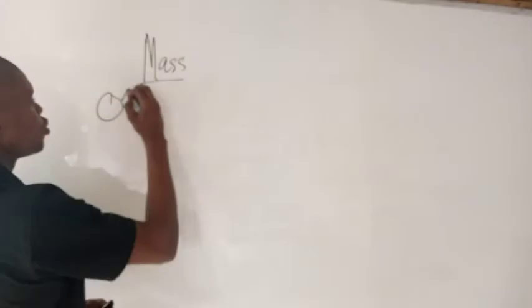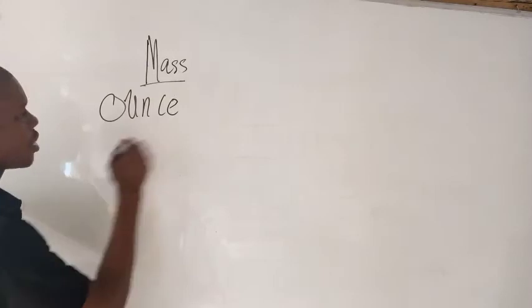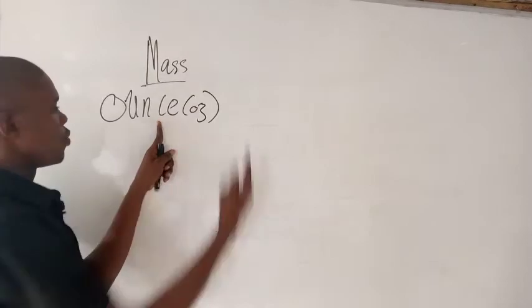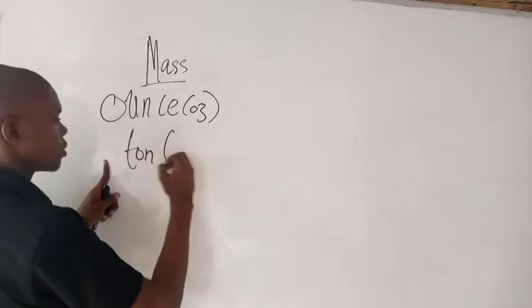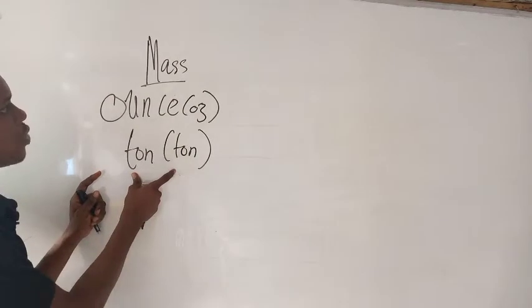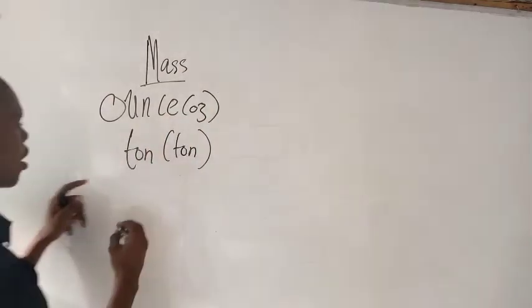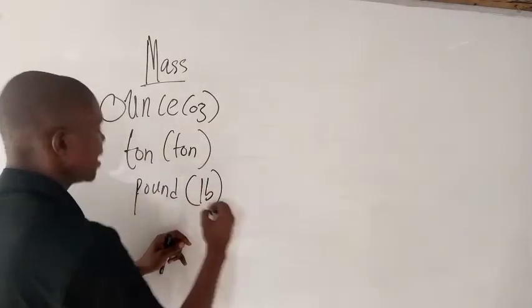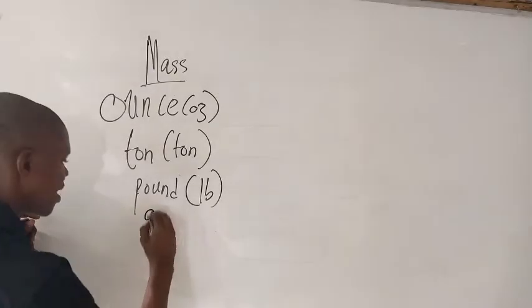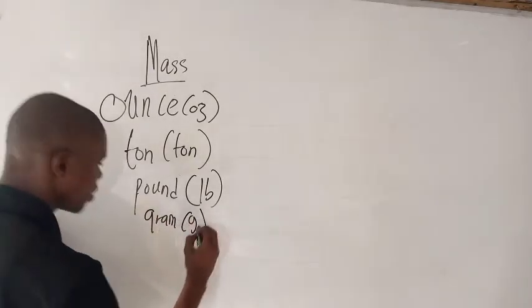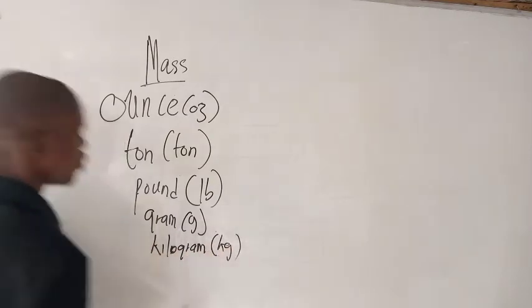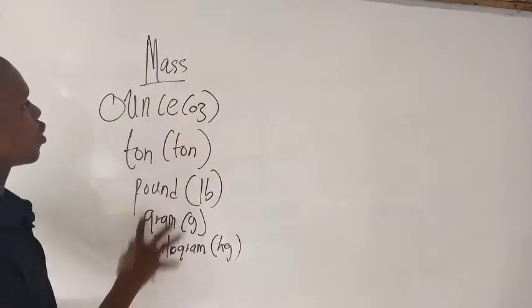We have different units in mass. We have the ounce, O-U-N-C-E, written as OZ. This is one unit in mass. You also have tons. Then we have pounds, which is another unit in mass. Then we also have gram, which we are all familiar with, and kilogram. So these are my various units when it comes to mass.